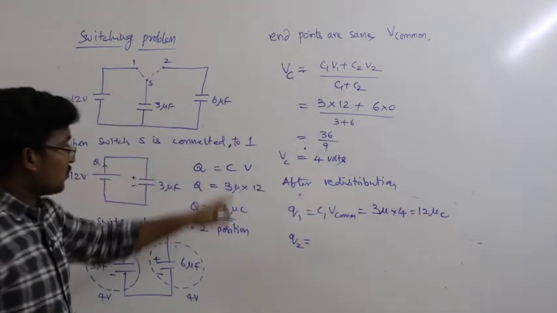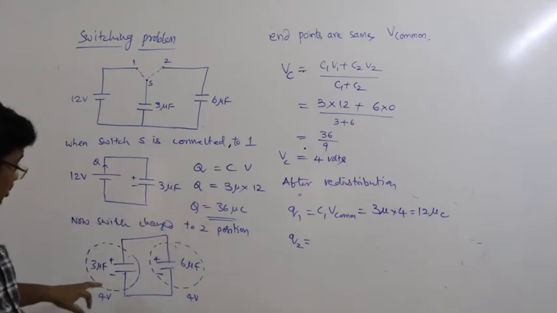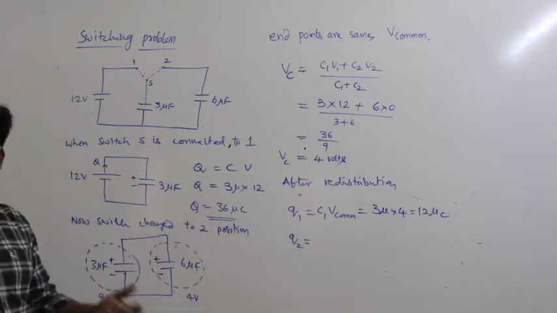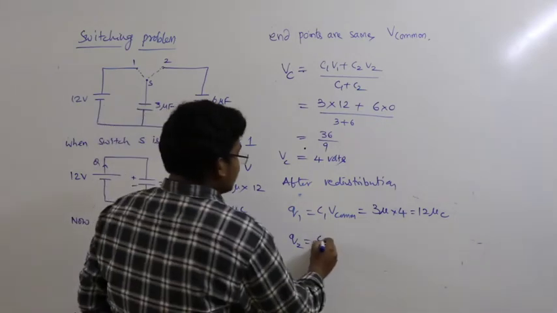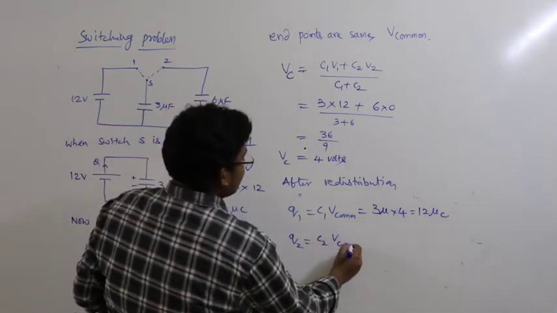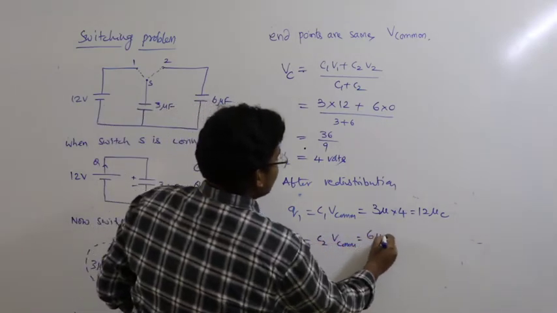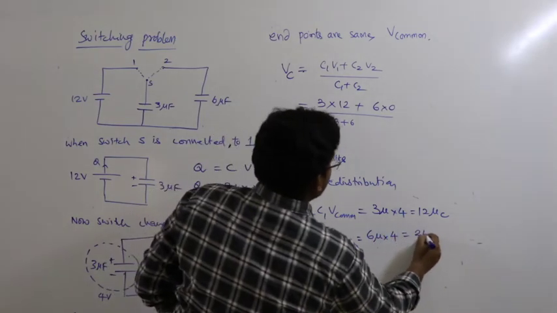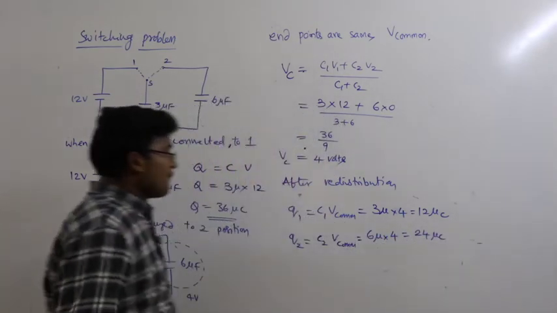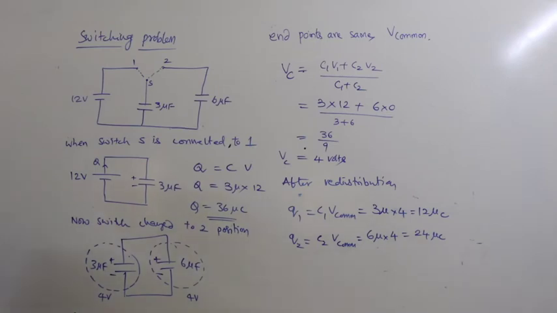You can simply say that out of 36 microcoulombs, the charge of the first one is 12, and the remaining 24 will be the second one. So we'll see C2 into V common. C2 is 6 micro into V common 4, so that is 24 microcoulombs. So this is how charges are redistributed.